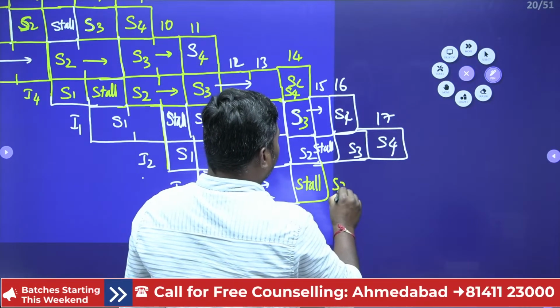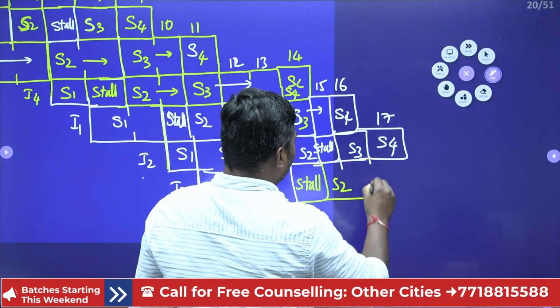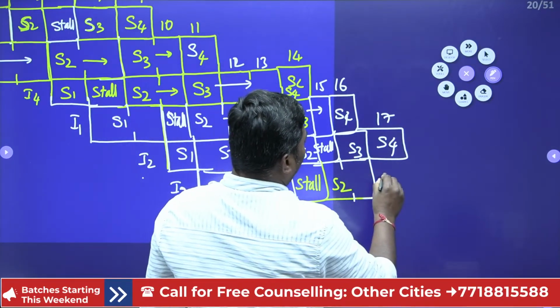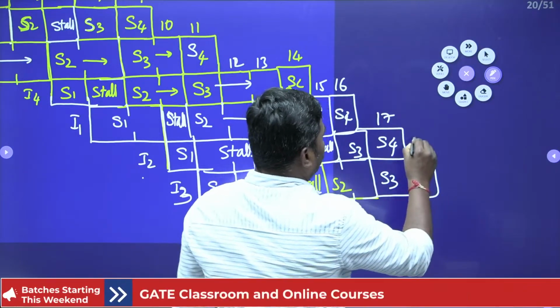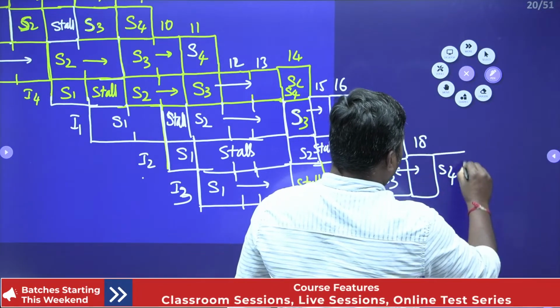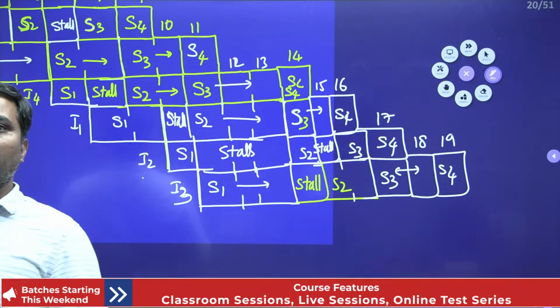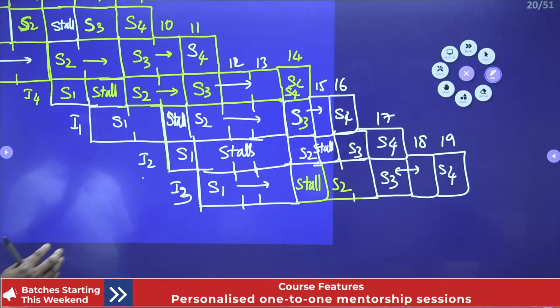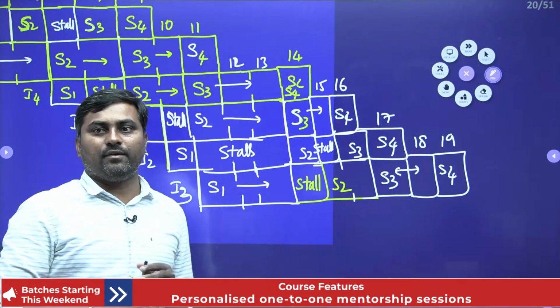Now S2 can be given. How many clocks does S2 require? 2 clocks, 1, 2, till here. S3 is over, so S3 can be used here. S3 also requires 2 clock cycles. At 18, please understand, this will be used here. So S4 I can do here. At the 19th clock this will complete. So till this point it is clear. Is it correct? Please respond. Till this is clear, right?